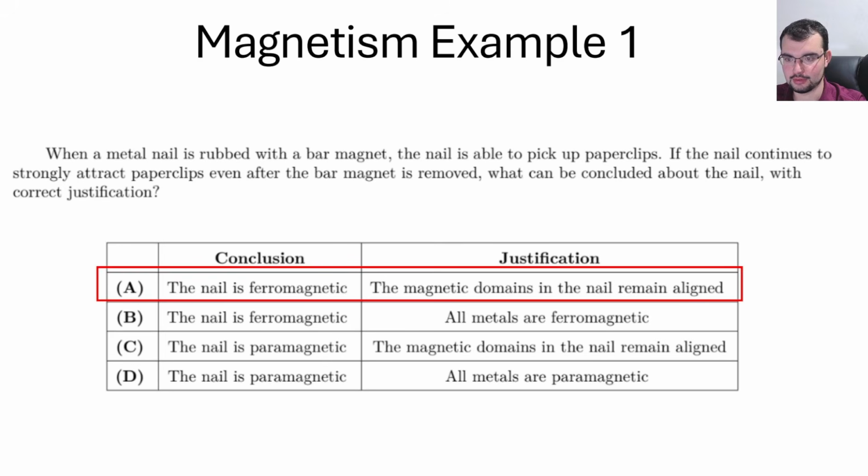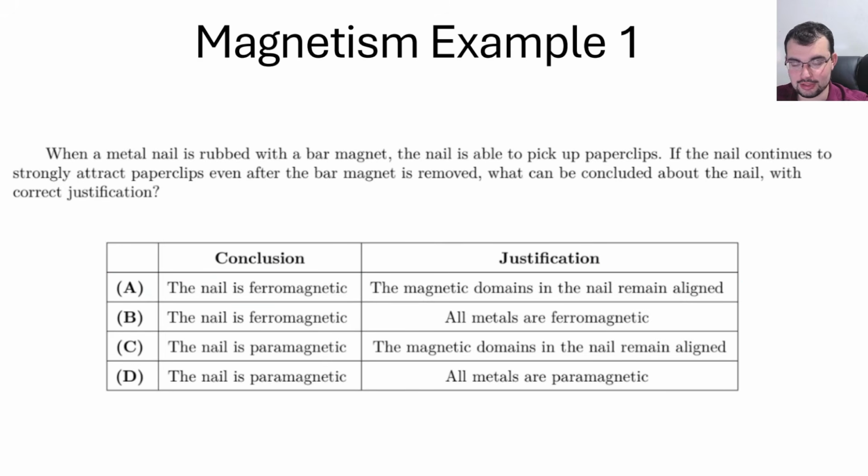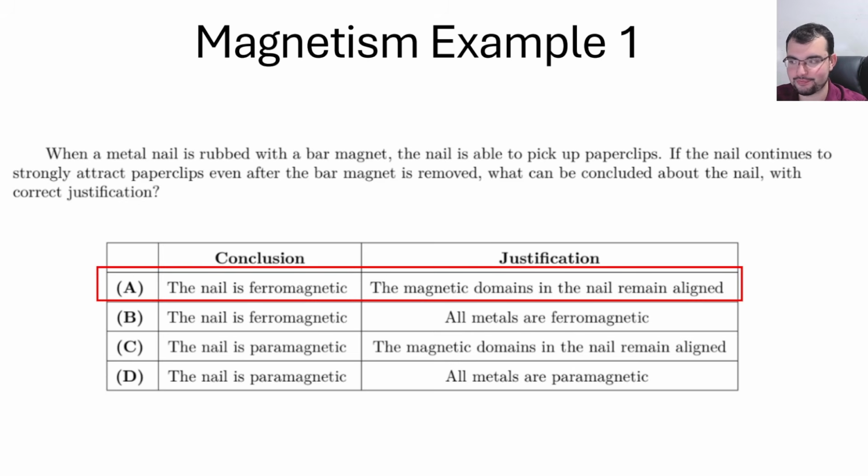Oh, guess we get to know the answer to this ahead of time. When a metal nail is rubbed with a bar magnet, the nail is able to pick up paper clips. If the nail continues to strongly attract paper clips without the bar, what can be concluded about the nail? Well, it must be ferromagnetic, right? Because that's just the definition. If the domains remain aligned after the field is removed, you've got a permanent magnet, and permanent magnets are ferromagnetic. So sorry for spoiling it, I guess.